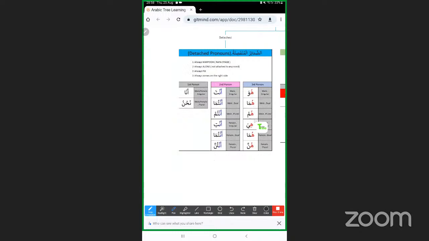Huwa, huma, hum, hiya, huma, hunna, these are really important. Now tell me, what is the meaning of huwa? Raise your hand and tell me. If you want to translate this huwa, what should I write here? Raise your hand. He. And in Urdu? Wo. Mashallah. And huma, who will tell me about huma?